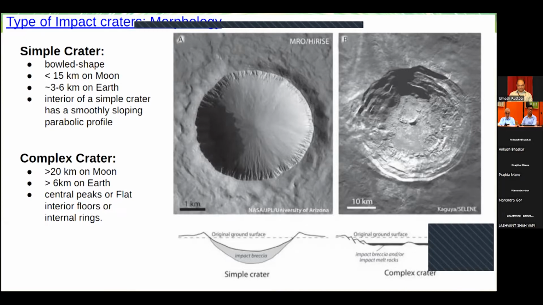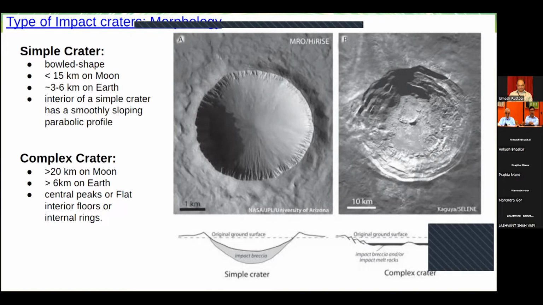Whereas complex craters are larger in size, sometimes 20 kilometers or hundreds of kilometers. On Earth, generally greater than 6 kilometers in size, they become complex in nature. At the center you can see a peak-type structure, and the rings also become concentric rings. You do see complex rings, and instead of a bowl-type shape, the bottom becomes very flat because of the formation process, and you can have a lot of rings. That is how a complex crater is formed.